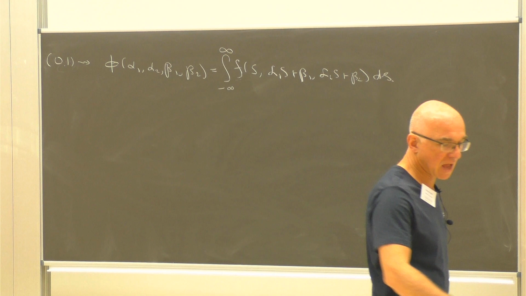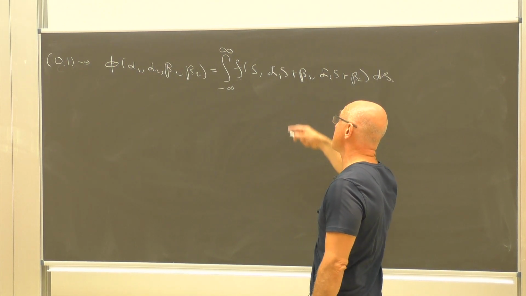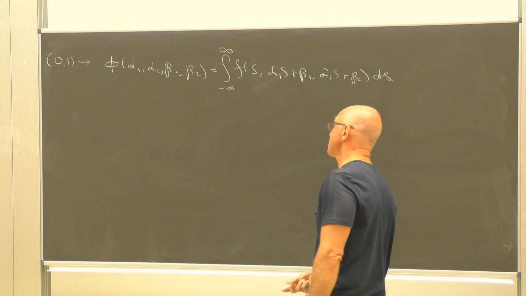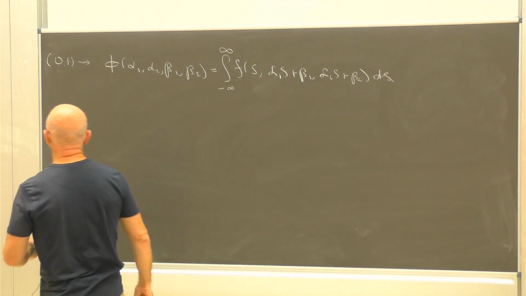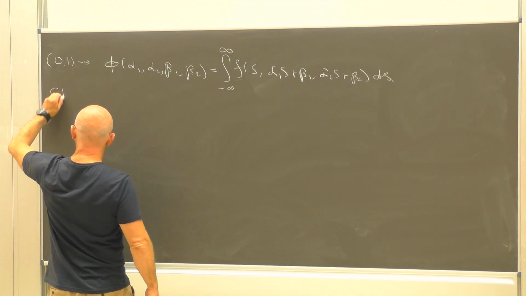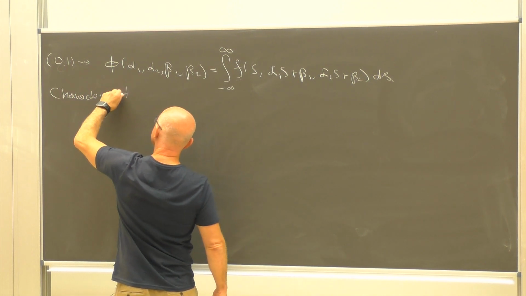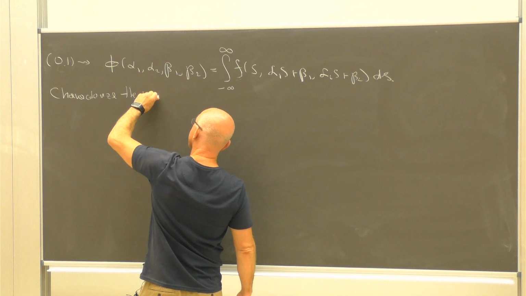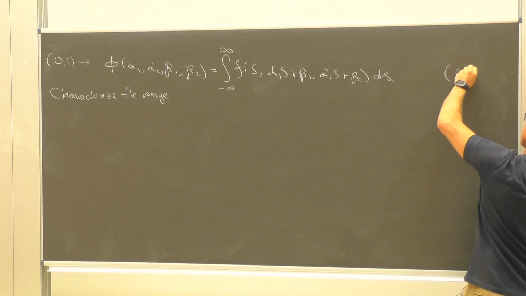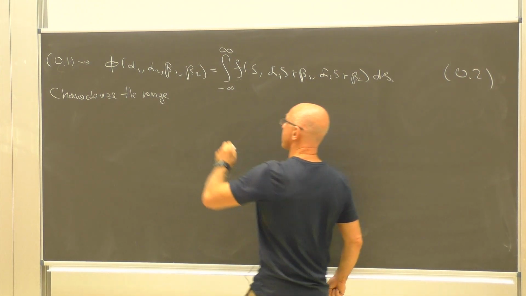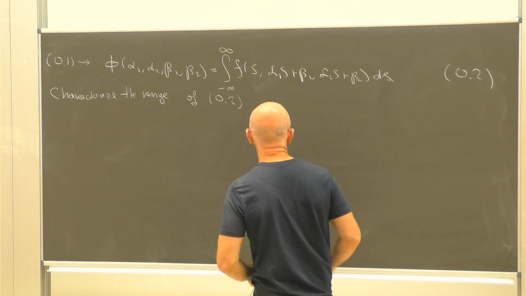Well, the question comes, how can you tell whether a function phi of alphas and betas can be written as this integral? And that was the problem which was posed and solved by John. So characterize the range, let me call this 0.2, of 0.2. Well, what can we do?